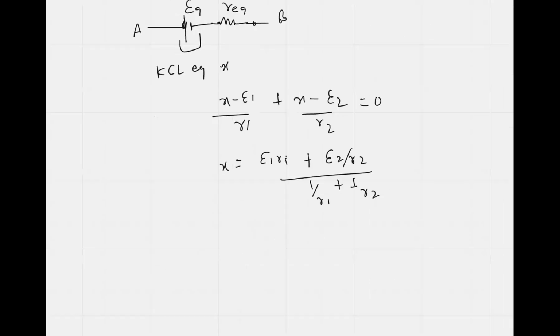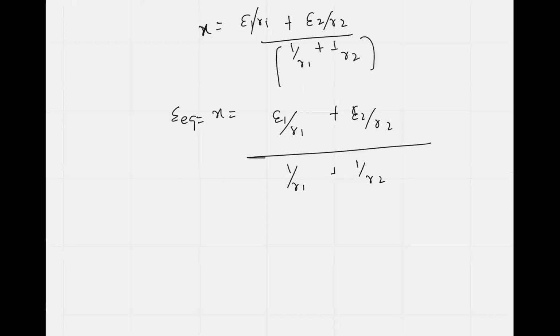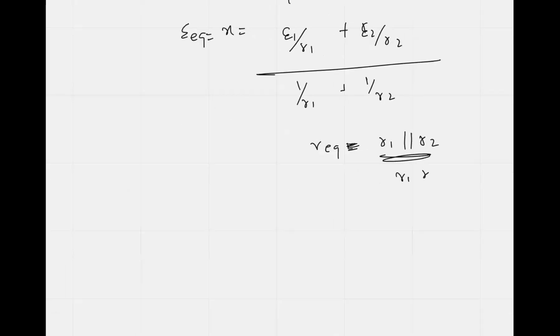Now if you look at this equation, x is just a potential value. So this comes out as E equivalent equals (E1 by R1 plus E2 by R2) divided by (1 by R1 plus 1 by R2), where your R equivalent will be R1 in parallel combination with R2. You know how to solve it, right? R1 R2 divided by R1 plus R2.